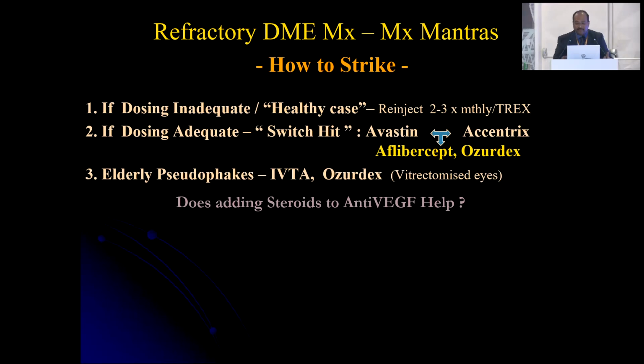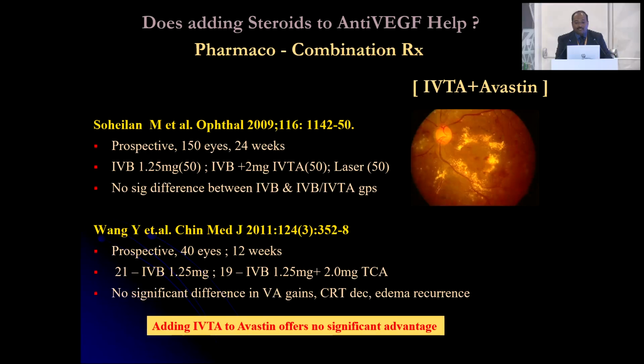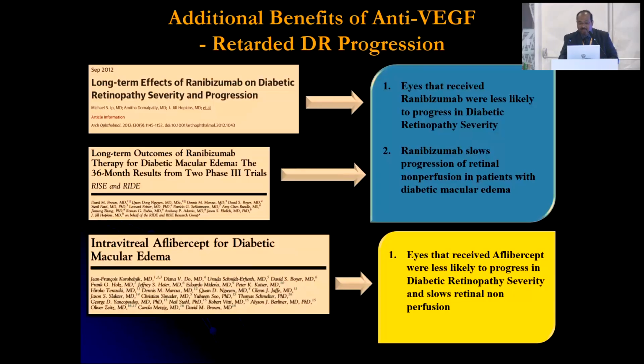Then the natural question, does adding steroids to anti-VEGF help? Is there a superadded effect? So DRCR protocol, you showed us that adding dexamethasone transdermal offered no significant advantage in terms of equity, but yes, in terms of thickness reduction, macular thickness reduction. Sohail and Wang showed that adding IVTA to Avastin offered also no significant equity advantage.